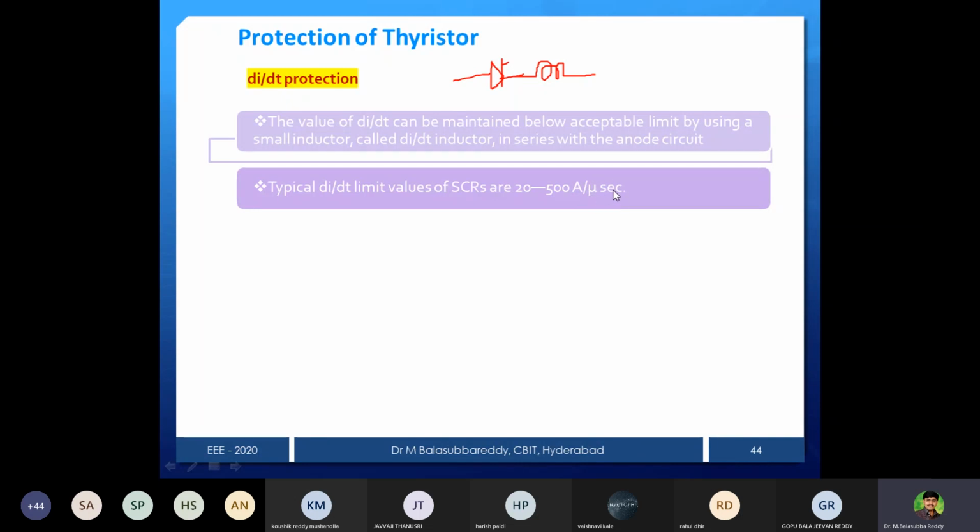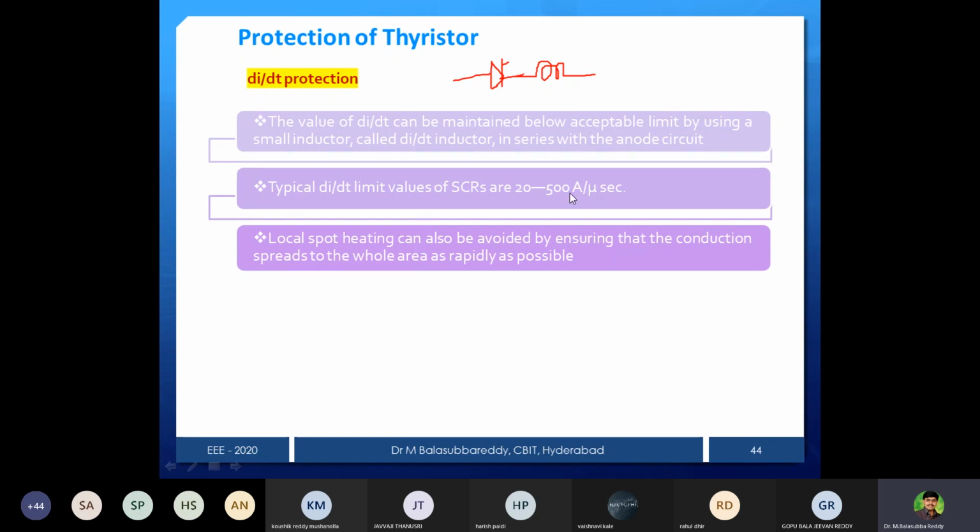It is only microseconds of time, and up to 500 amperes of current is allowable. So that is the di/dt limit value. There is a specified value, and you always keep it within the limits. Then the device will not have a problem with gate current. The di/dt protection is given because of this inductor. Local hotspots can also be avoided because of the large inductor you connected in series, that is the di/dt inductor in series with the SCR.